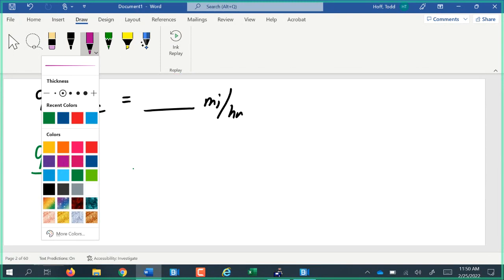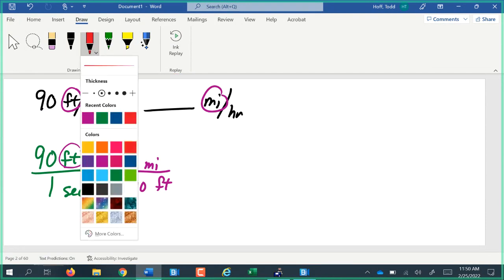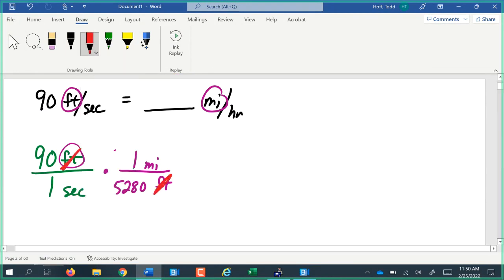So we'll start out, we need to get rid of feet. We want the feet to become miles. So the feet are on top, I'm going to put feet on bottom here. Our relationship between feet and miles is 1 mile is 5,280 feet. So we can see the feet will cross cancel out for us. Now we're in miles per second.